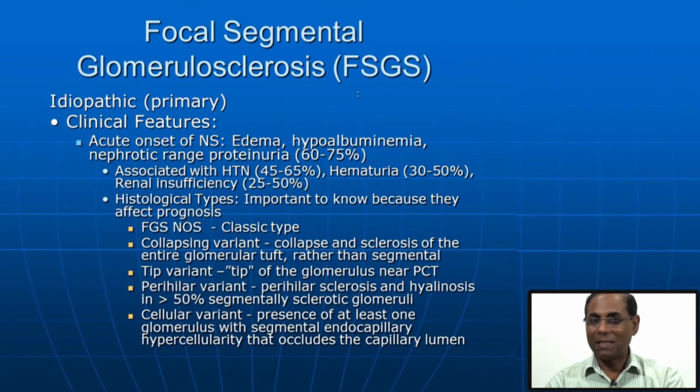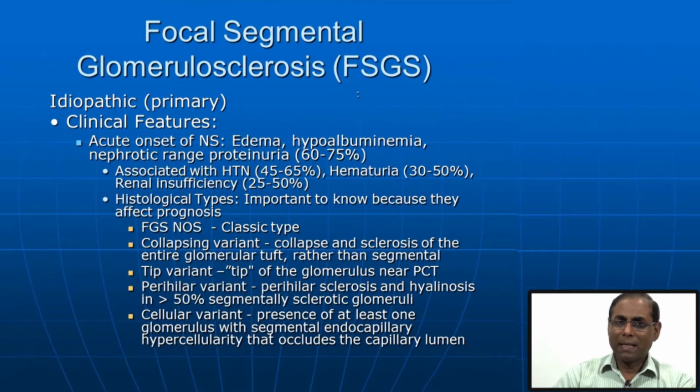And if less than 50% of glomeruli are involved, in fact, less than 50% I should not say, if some of the glomeruli are involved, the 50% cutoff is sometimes not very accurate. So, then we say that this is a focal segmental glomerulosclerosis. Now, the classical type has significant abnormality. So, that is why we say FSGS or FGS, NOS, not otherwise specified.